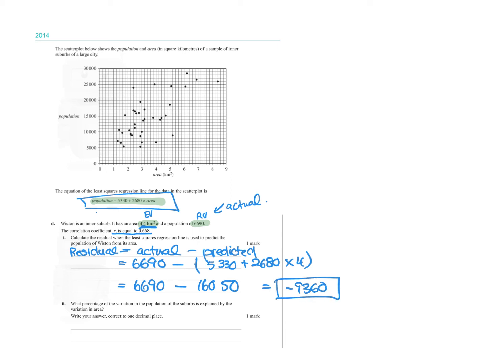Okay, see here, once again, it says, what percentage of variation? What did I say when they say percentage of variation? What are they talking about? R squared, yeah? So they told you the R up here, in the blurb, so you can just square that. So you go 0.668, square it, to find R squared, and then we end up with 0.446, but they want percentage, so we times it by 100, and it said correct to one decimal place, so 44.6%.